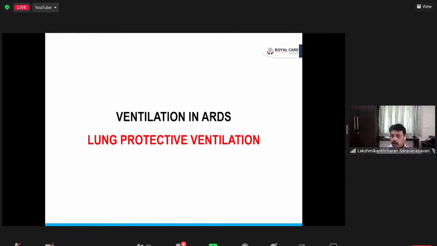So that brings us to the concept of lung protective ventilation. As we saw earlier, volutrauma has to be prevented by reducing the tidal volume. Barotrauma has to be prevented by reducing the plateau pressures. And both these things together comprise the lung protective ventilation.